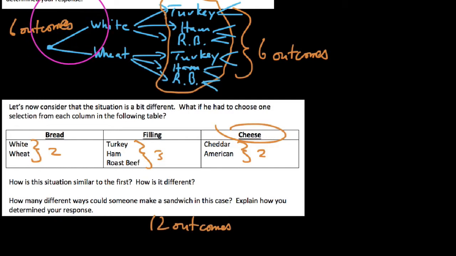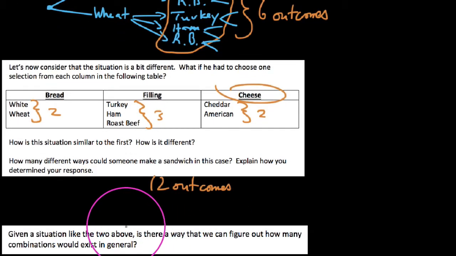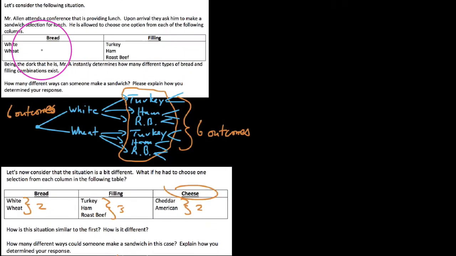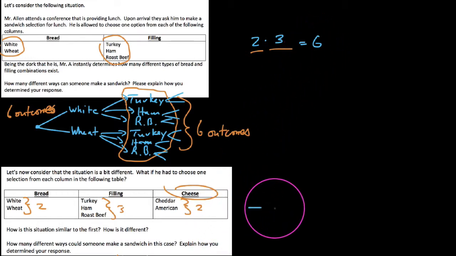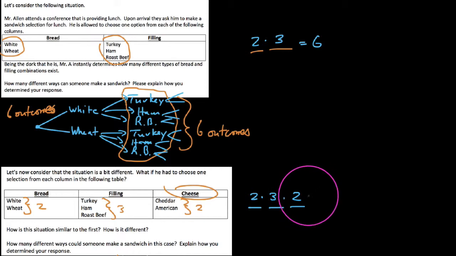Now, in terms of how we could easily calculate these things, given a situation like the 2 above, is there a way we could have easily found out how many combinations would exist in general? Actually there is. We take the number of possible ways that each individual event could happen, that is, the event of choosing a bread and the event of choosing a filling, and ask how many ways each could happen individually. In the first instance, there are 2 ways I could choose bread and 3 ways I could choose a filling, and we simply multiply these together to get the total number of outcomes. Likewise, down here we could have said choose bread, choose filling, and choose cheese: 2 ways to choose bread, 3 ways to choose a filling, but then we doubled the number of possible outcomes because there are 2 different types of cheese, and we would get 12 total outcomes here.